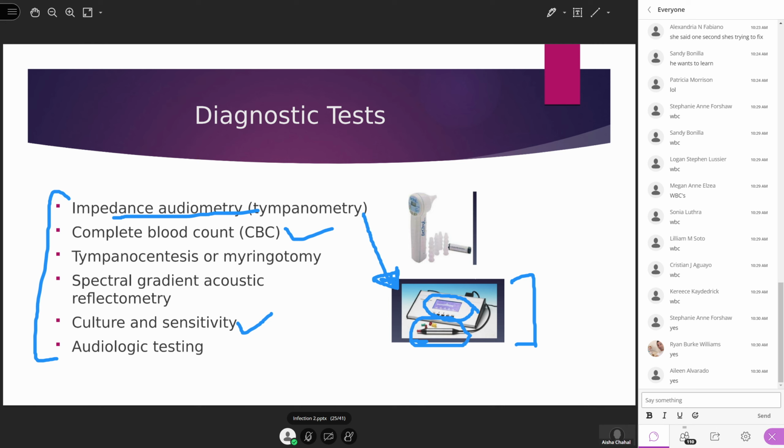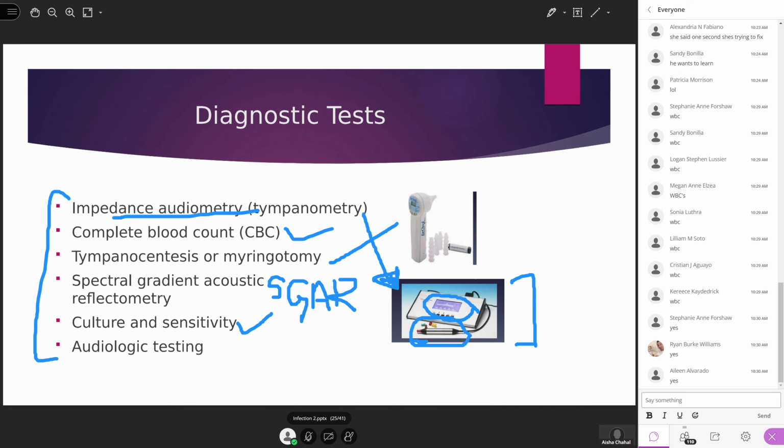Okay, and the second is spectral gradient acoustic reflectometry. It is also called SGAR. Okay, it is also called SGAR. So you should remember at least the name of it, that this is a test that we use for otitis media. SGAR, this is the device that we use.